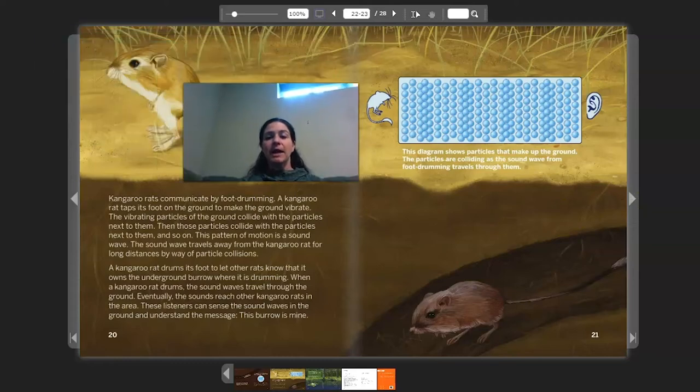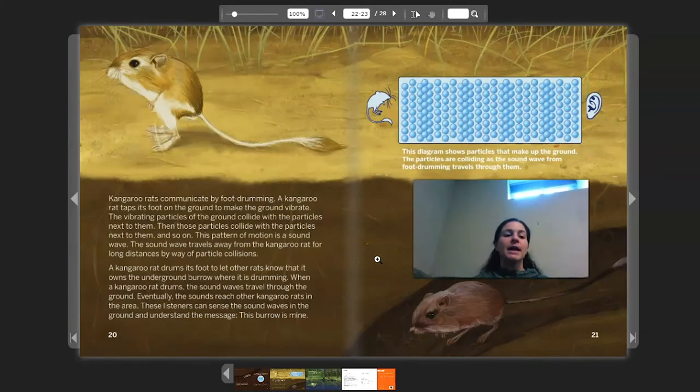Kangaroo rats communicate by foot drumming. A kangaroo rat taps its foot on the ground to make the ground vibrate. The vibrating particles of the ground collide with the particles next to them. Then those particles collide with the particles next to them, and so on. This pattern of motion is a sound wave. The sound wave travels away from the kangaroo rat for long distances by way of particle collisions.